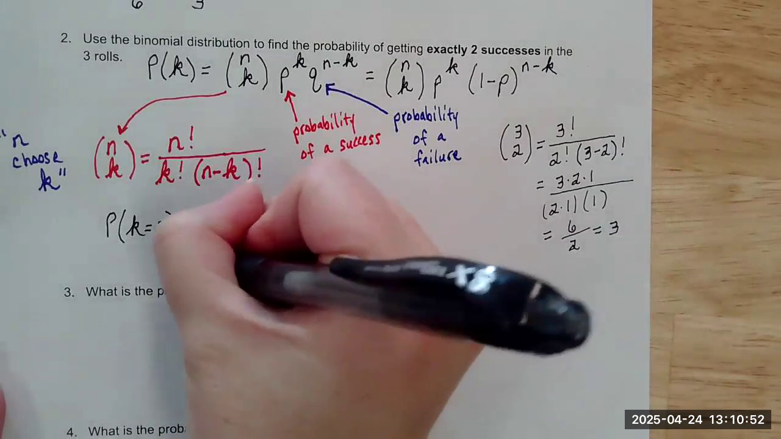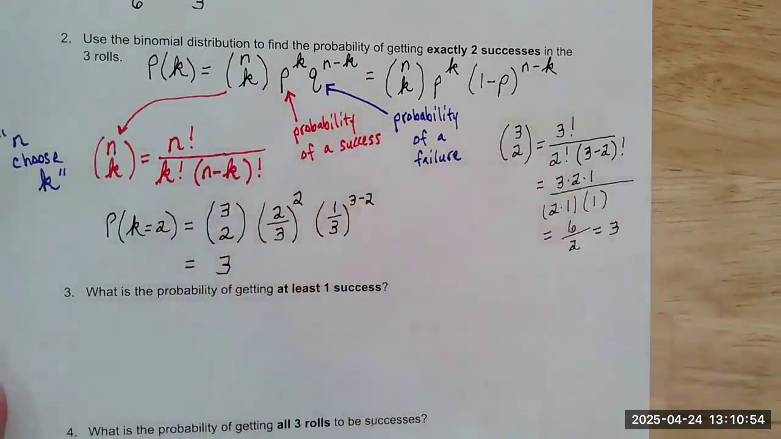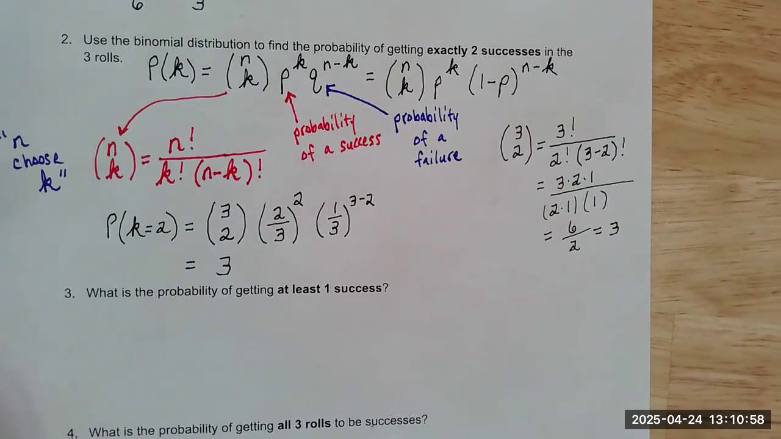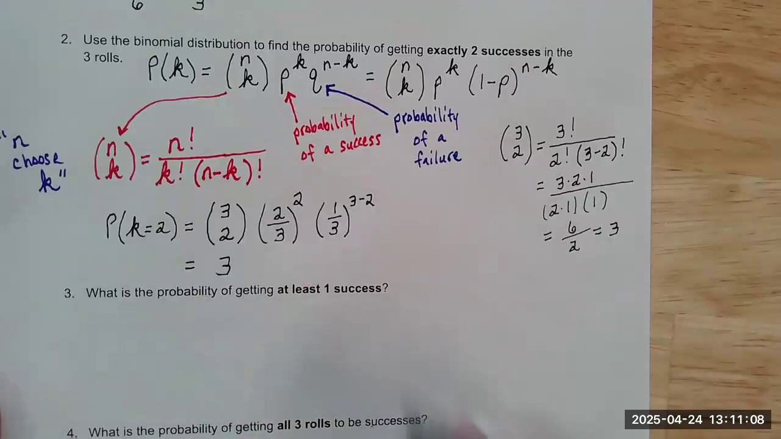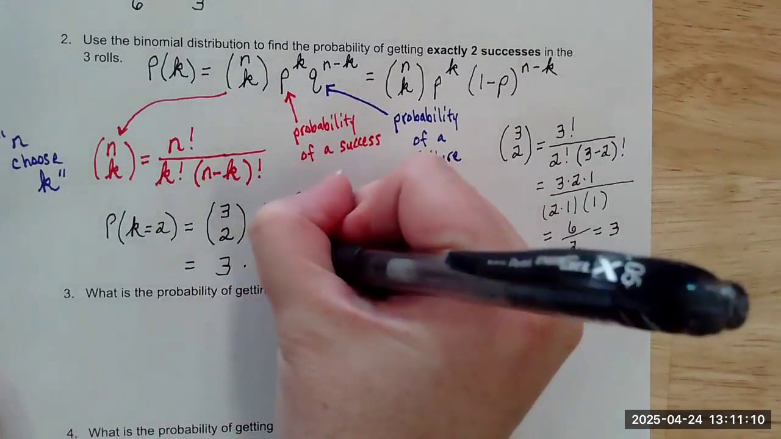Okay. So that was 3. 2/3 squared means 2/3 times another 2/3. Are you okay with that being 4/9? 2/3 times another 2/3. You do the 2 times 2 and you do the 3 times 3. So it's going to be 4/9.